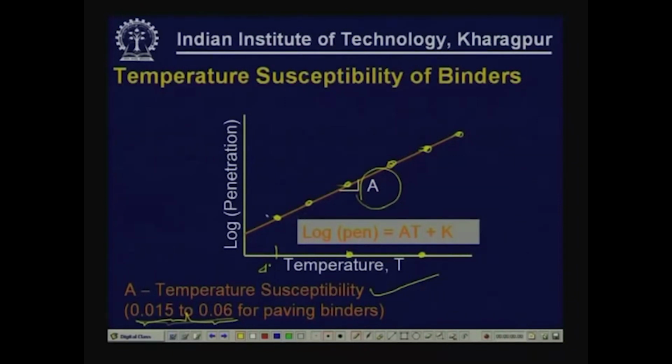Obviously, the flatter the line, the lesser the temperature susceptibility; the steeper the line, it is obviously more susceptible, because the property is going to vary more significantly for a given variation in temperature for a steeper line. So, a larger value, that is a value of 0.06, should be considered highly temperature susceptible. A value of 0.015 obviously is not so temperature susceptible.